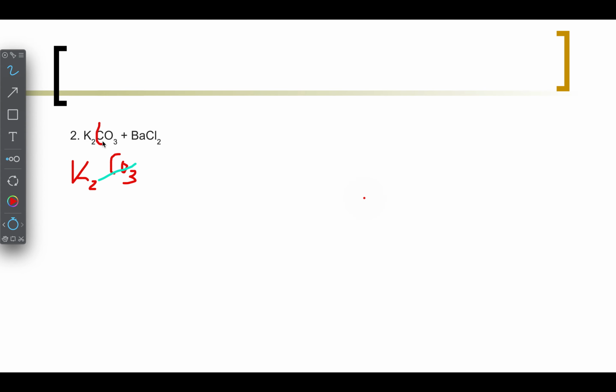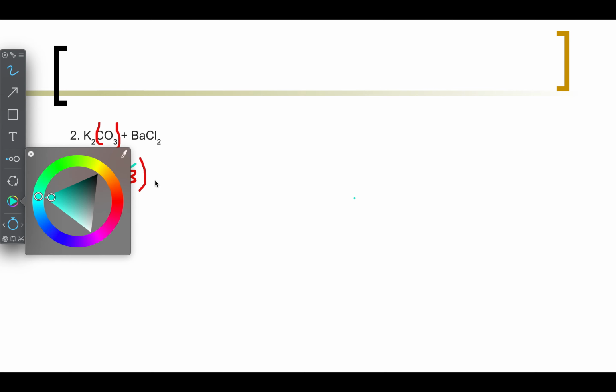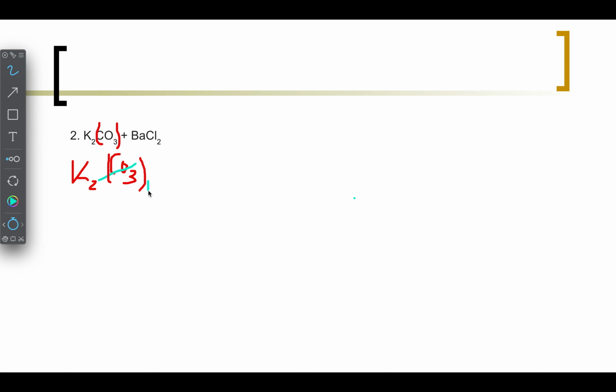This has a parenthesis around it. This is carbonate, right? So really, this is CO3 1. And so that gets swapped too. So we know that CO3 is a 2 minus charge from down here, and K2 has a 1, or potassium has a 1 positive charge. We're going to do the same thing over here.